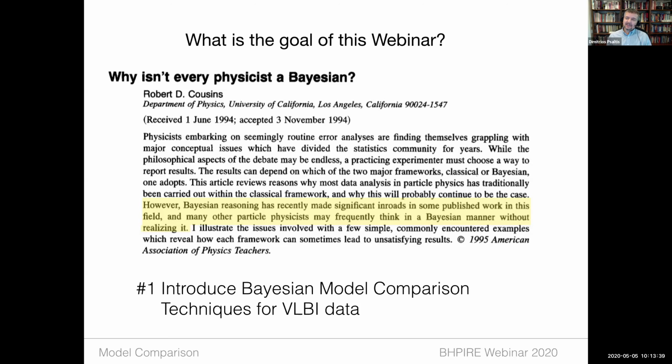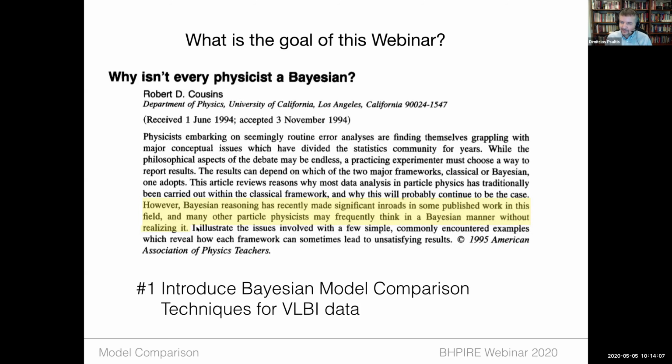And this is something that has to do with the particular way that we make measurements and we infer the uncertainties in those measurements. There's a very beautiful paper, it's mostly philosophy of science rather than science itself, by Robert Cousins 25 years ago, that says, why isn't every physicist a Bayesian? And what he says is that it's about particle physics, but applies to astrophysics as well. Many particle physicists may frequently think in a Bayesian manner without realizing it.